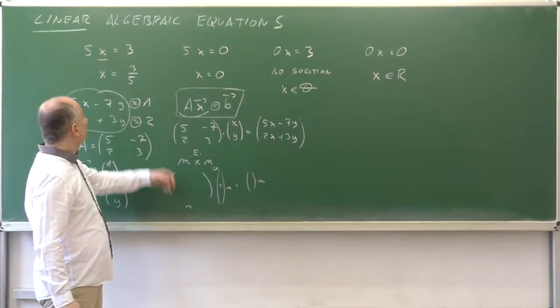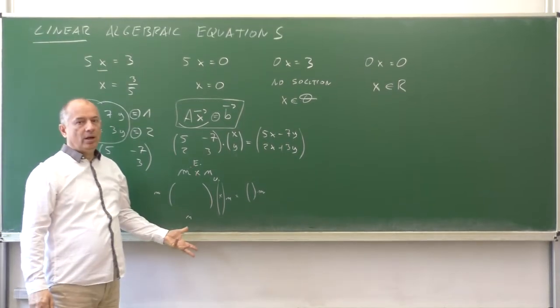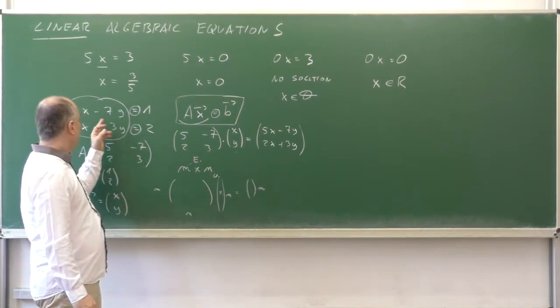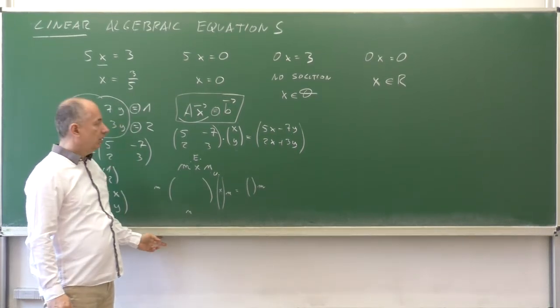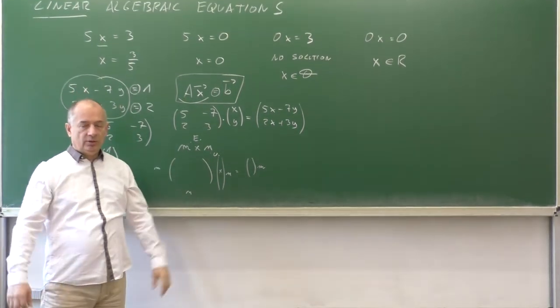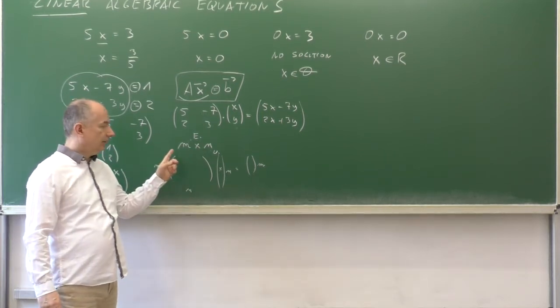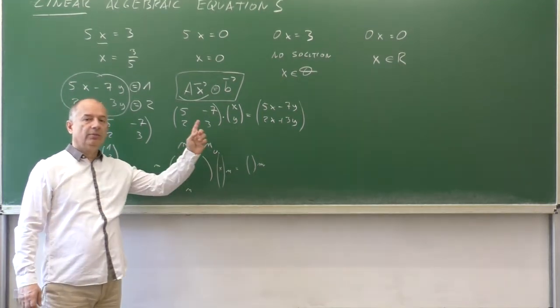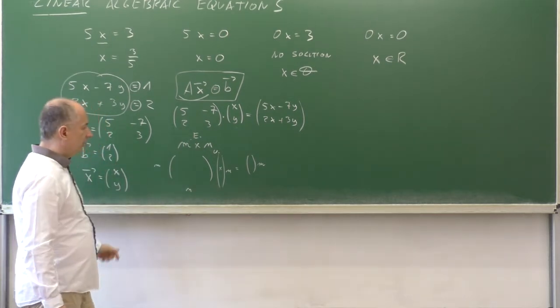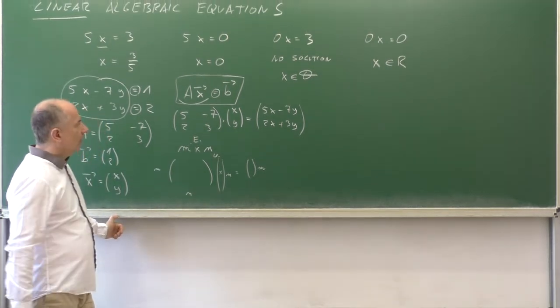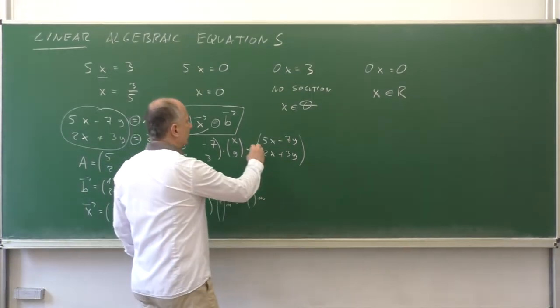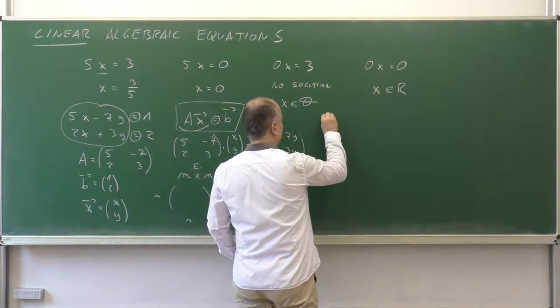In the very first case, m and n were 1. Here, m and n were 2. They may be large positive integers, and they may even be different. You can have a different number of equations and a different number of unknowns. Let us start with the homogeneous equation.